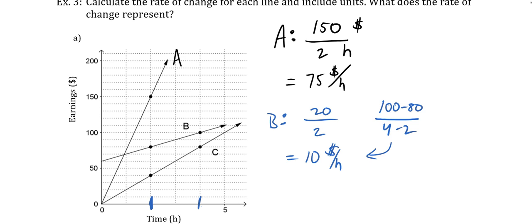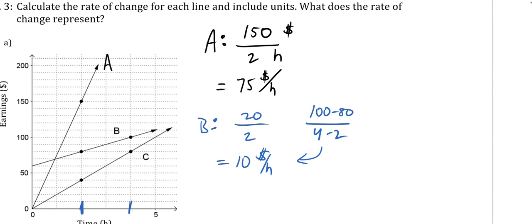But this is still earning money. You're not losing money. Negative $10 per hour would be losing money every hour. Don't take a job where you lose money, trust me. Make sure you're always making money. Everybody okay with this so far? And for C, let's see if you can do C. I want you to try C on your own.